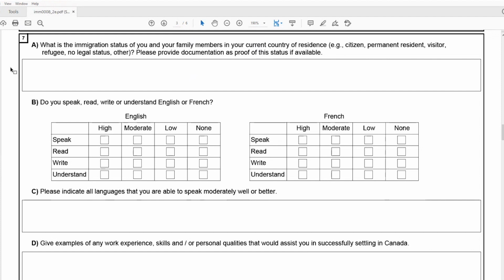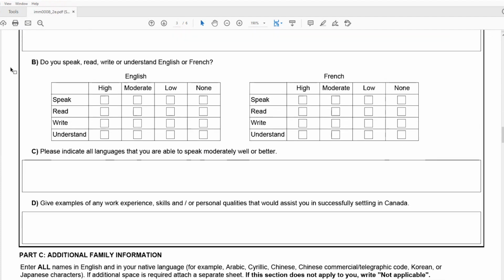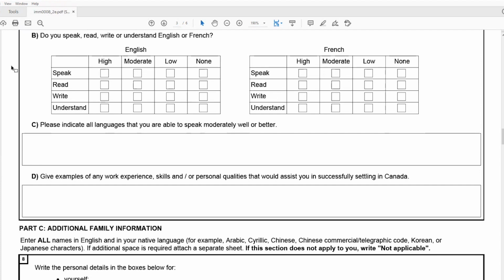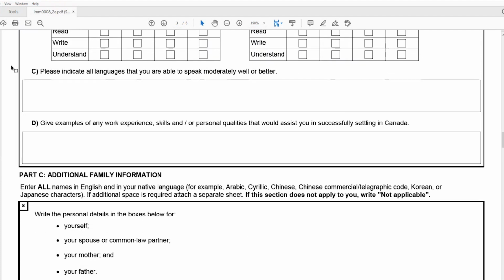For section B of question 7, indicate your level of being able to read, write, or speak or understand English or French. If you can speak any other languages, then you would need to indicate which languages they are and how well you can speak those languages.